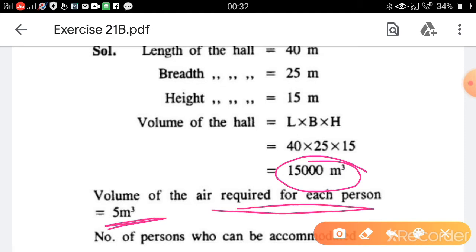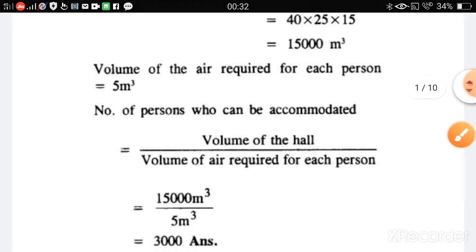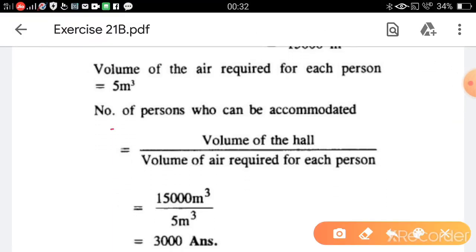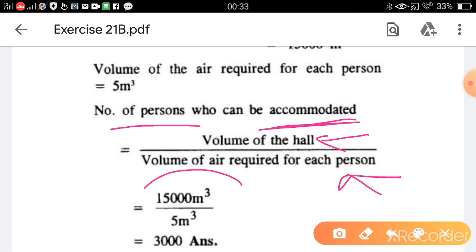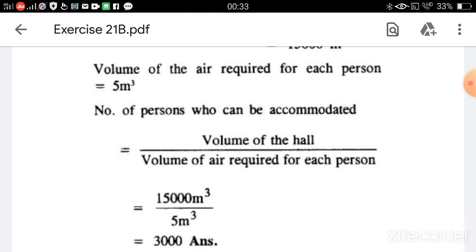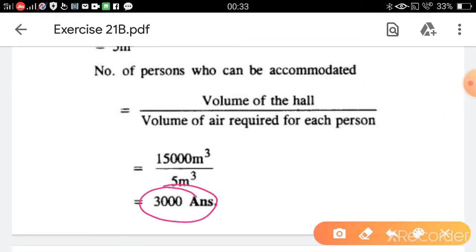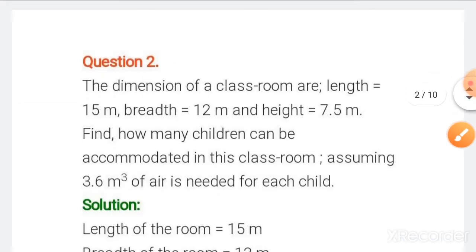Each person requires 5 cubic meter. So we have to find the number of persons that can be accommodated, which is the volume of the hall divided by the volume required for each person. The volume of the hall is 15,000 and the volume required for each person is 5. So divide 15,000 by 5, and this is 3,000. So the answer will be 3,000. How many persons can be accommodated in that hall? 3,000 persons.